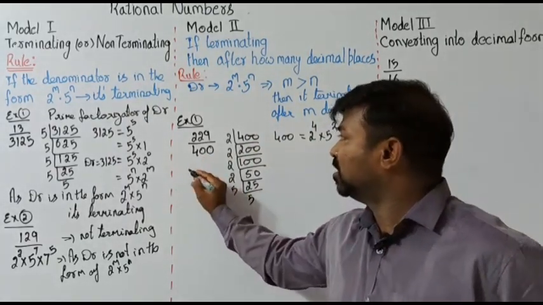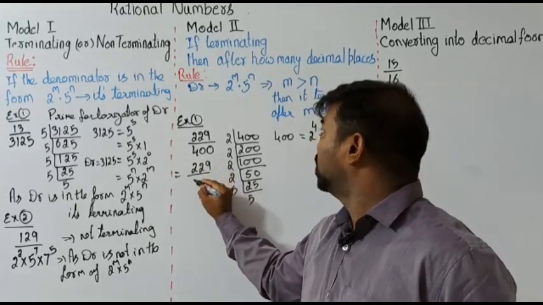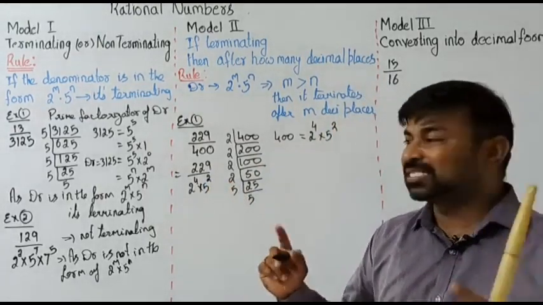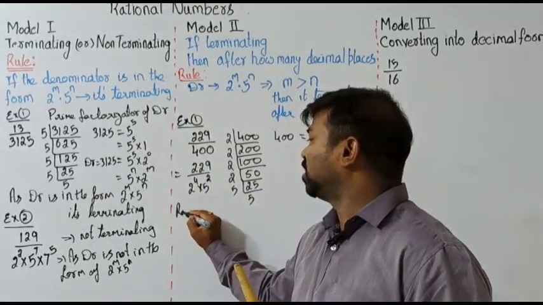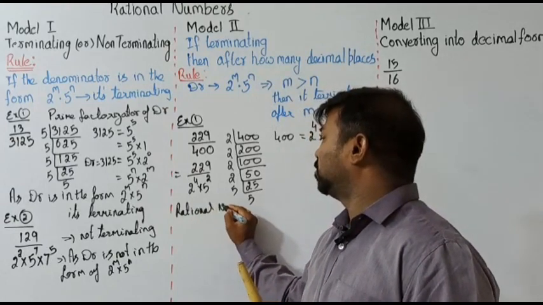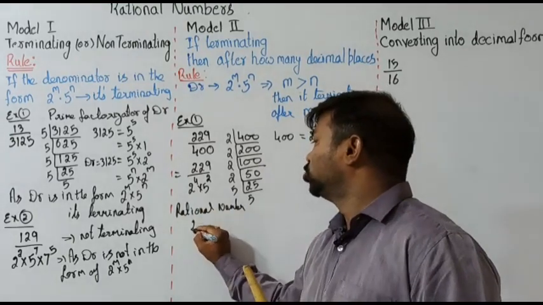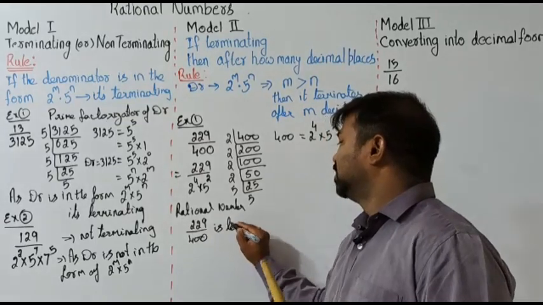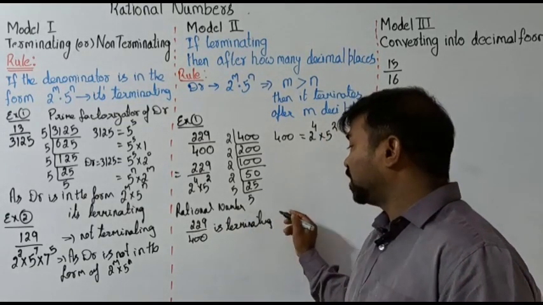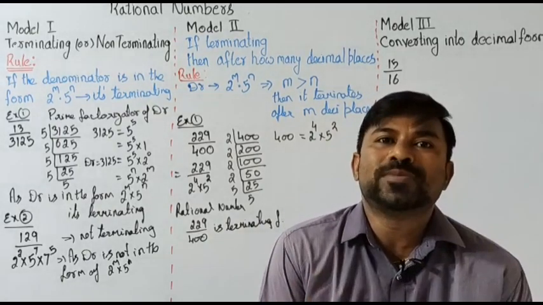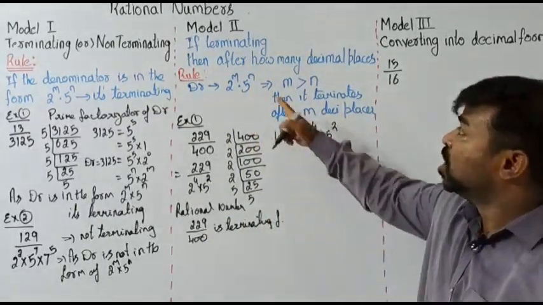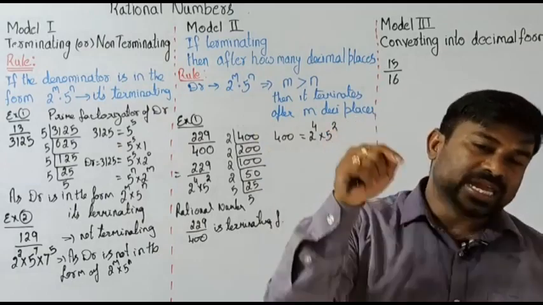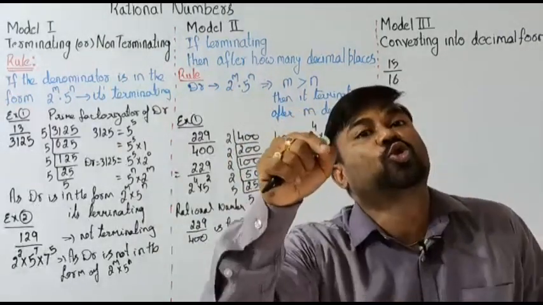The denominator here, 229 by 400, is 2 to the power 4 into 5 to the power 2. Yes, it's terminating. The rational number 229 by 400 is a terminating fraction, I accept. But after how many decimals? This is the rule we are given. See the powers of both of them. Whichever is the highest, you say it is going to terminate after those many decimals.